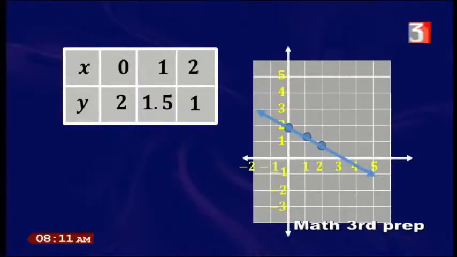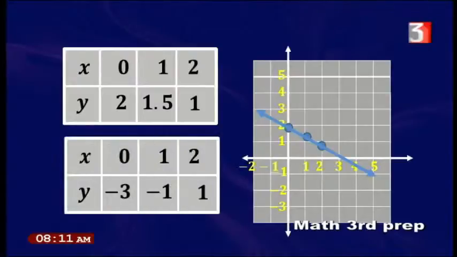What about the other table? Yes, when x equals 0, y equals negative 3. When x equals 1, y equals negative 1. And finally, when x equals 2, y equals 1. Join them together, you obtain another straight line. You are going to notice that these two straight lines are intersecting at only one point, which is represented by the point 2 and 1.